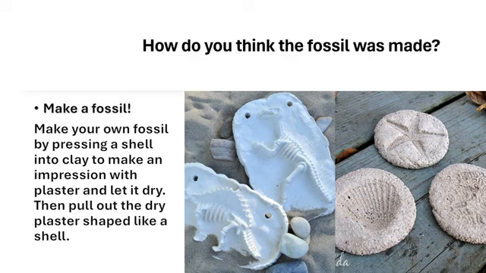Make a fossil. Make your own fossil by pressing a shell into clay to make an impression with plaster and let it dry. Then pull out the dry plaster shaped like a shell.